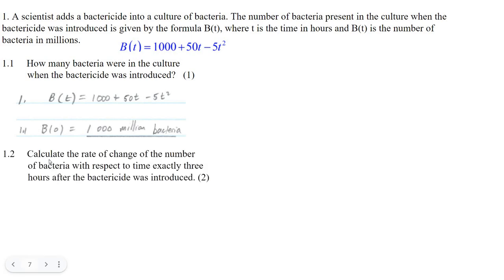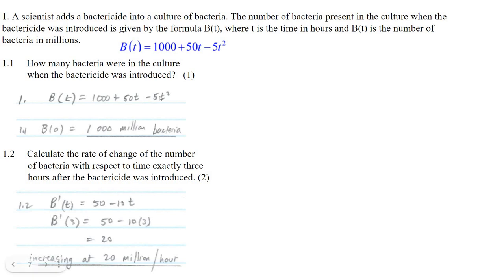Let's look at the second question. Calculate the rate. The rate, that means take a derivative. We have to find a rate of change of the number of bacteria with respect to the time in hours. So all we do is take that formula and take the derivative. 50 minus 10t, but they said 3 hours. So they want to know exactly what's happening when t is 3. So you put 3 in. 50 minus 30 is 20, so it's increasing at 20 million bacteria every hour.